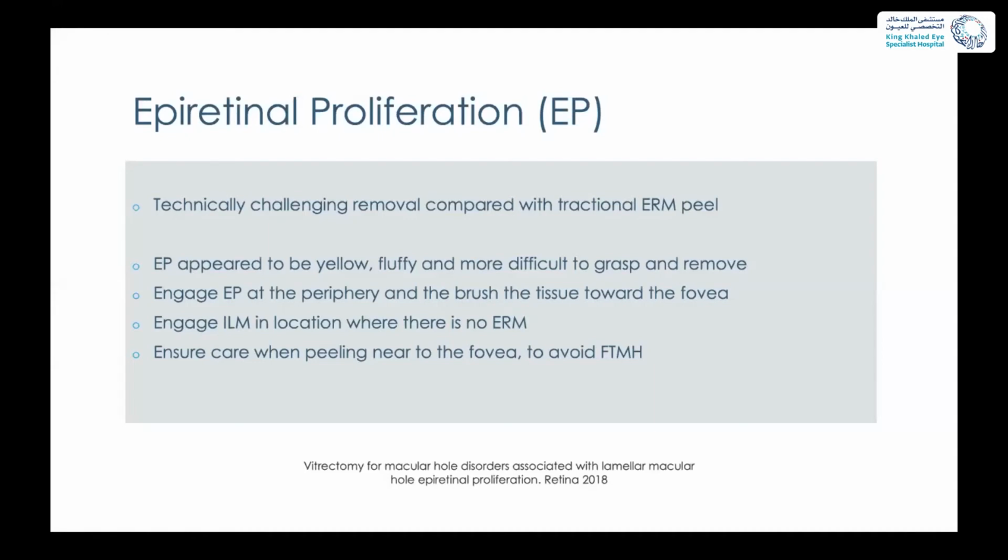So at the end of this case, in any case with lamellar hole or full thickness macular hole, you need to rule out retinal proliferation. And if retinal proliferation is present, you need to discuss with the patient that the vision might not improve in most of the cases, and that the indication for surgery is to prevent ellipsoid zone disruption and prevent worsening. And you have to be aware of the challenges during the surgery, because it's more difficult compared with the other types.